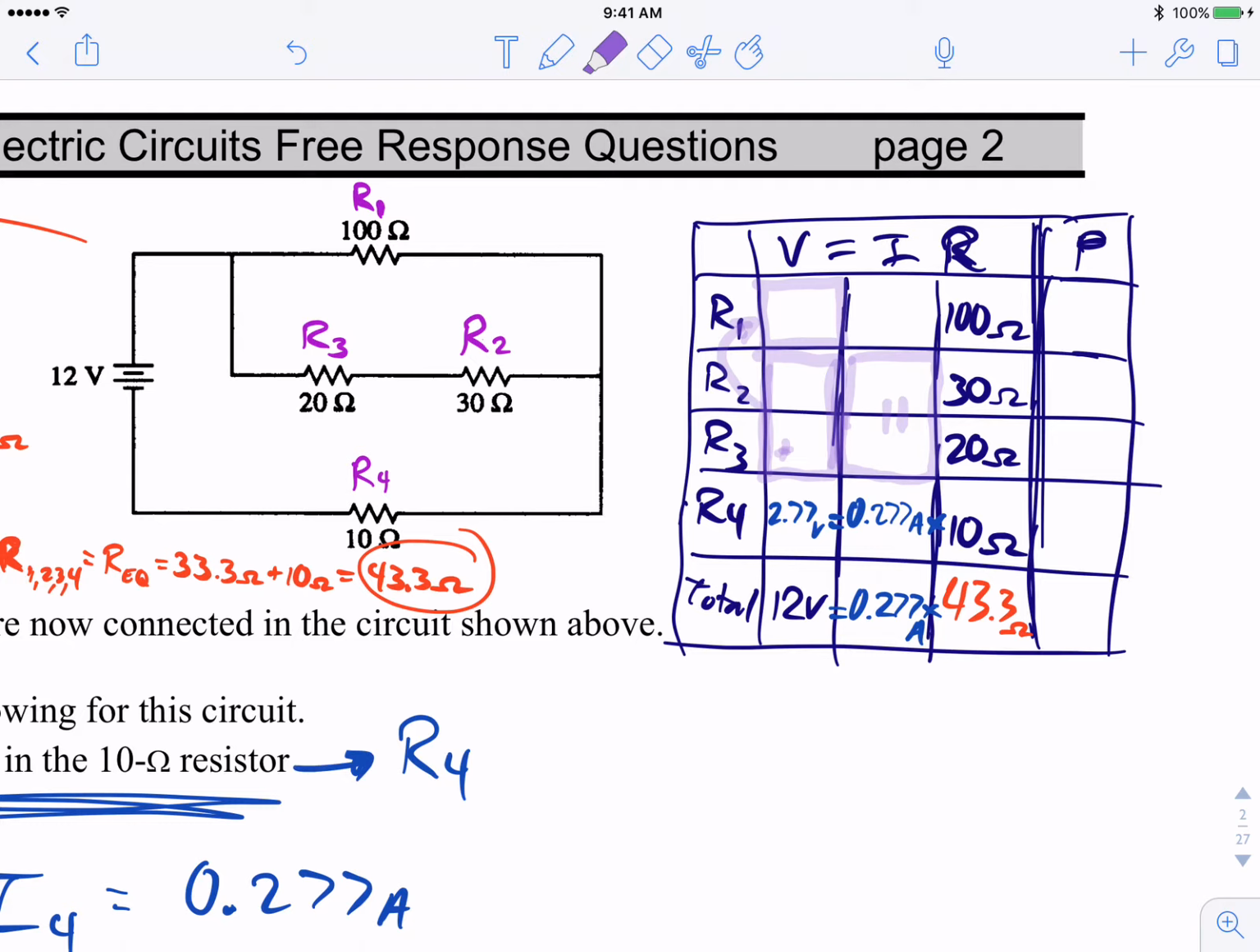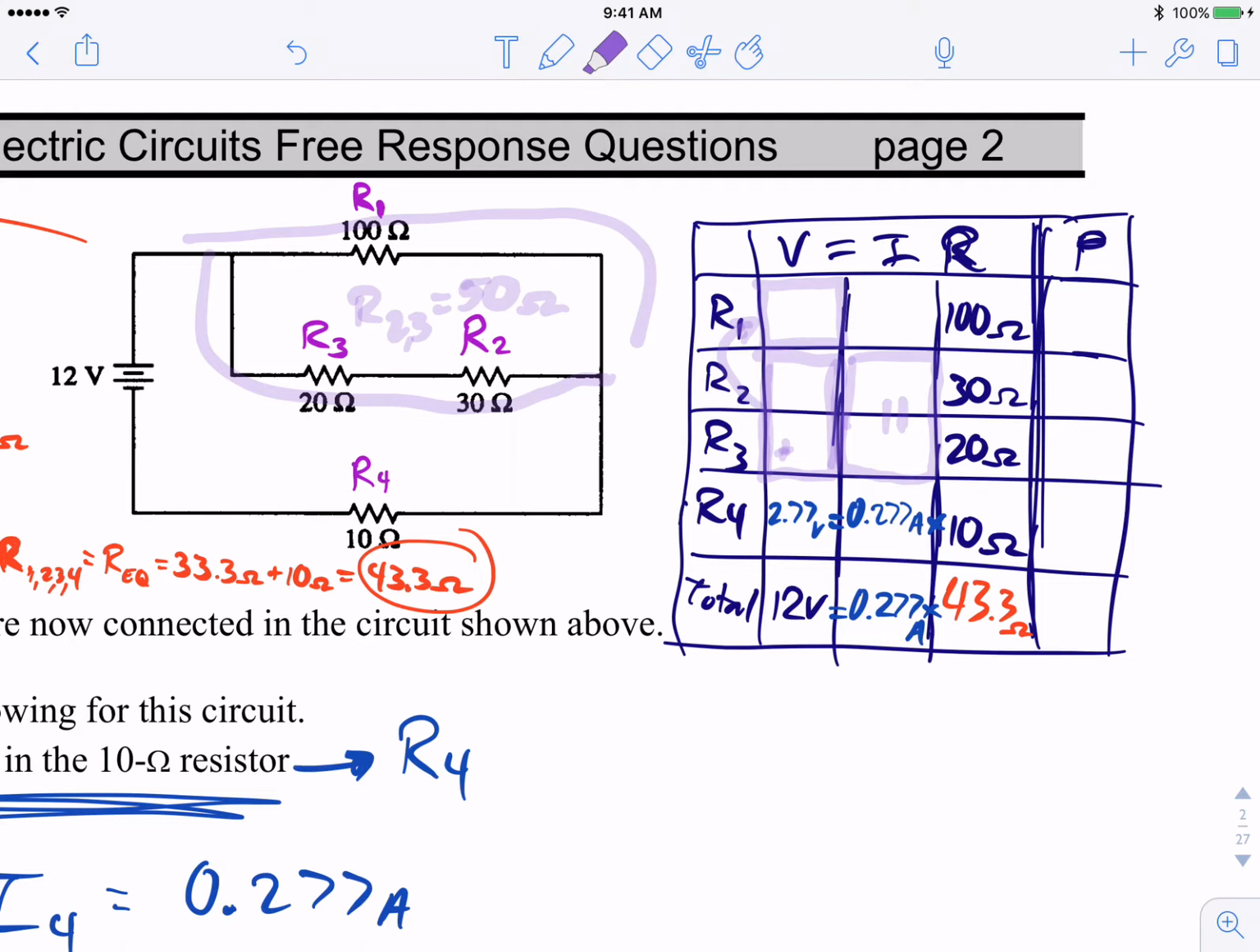All right, now you can also use proportions. Thinking about the R2, 3 path, it has a total resistance of 50 ohms, whereas the R1 path has a total resistance of 100 ohms. And electricity likes to take the path of least resistance. Since this high road has twice as much resistance as this low road, you're going to have twice as much current take the low road.